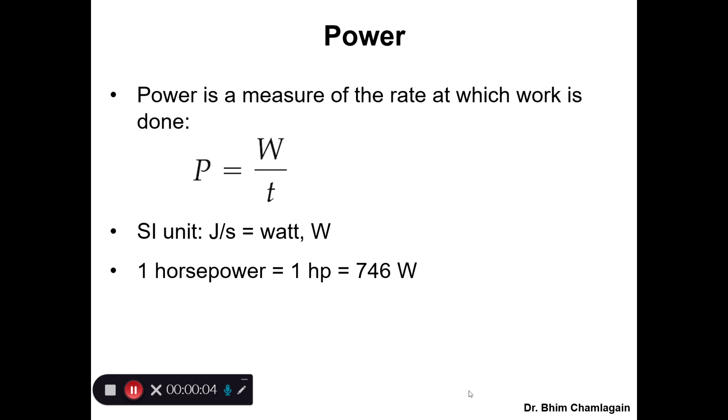Power is a measure of the rate at which work is done. That means power is the rate of work done, which is work done divided by time. So its SI unit is joule per second, which can also be written as watt.